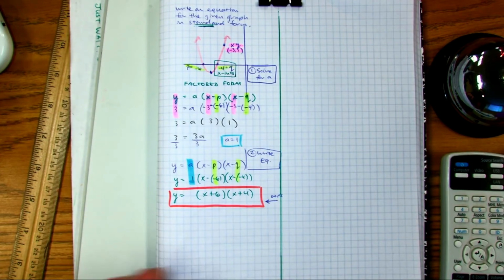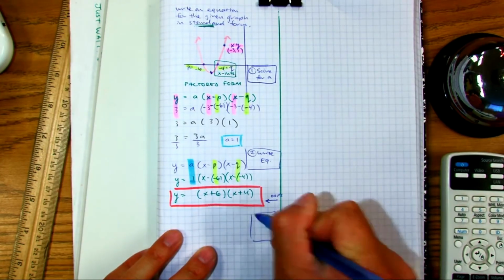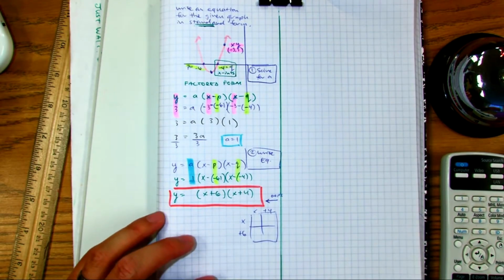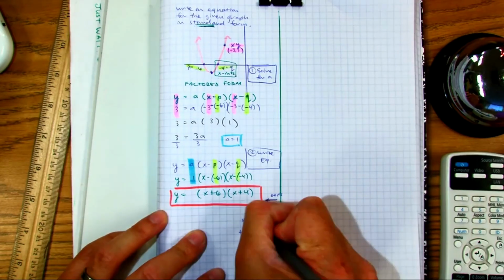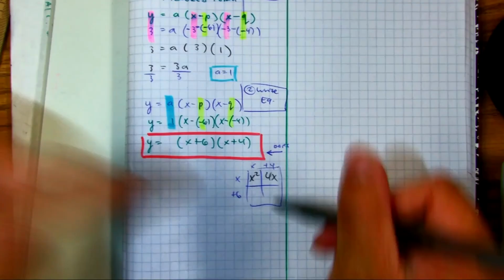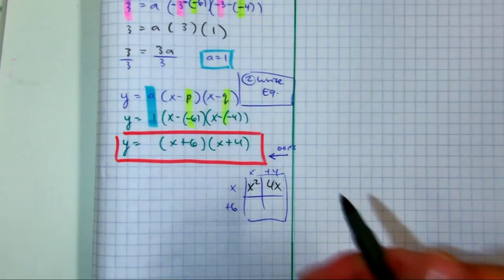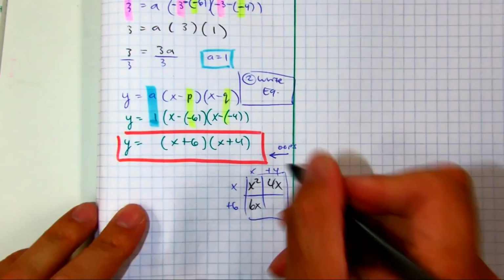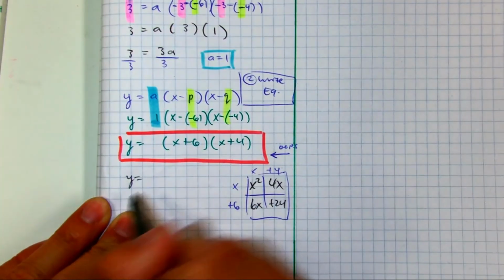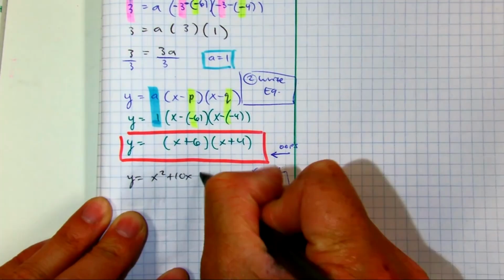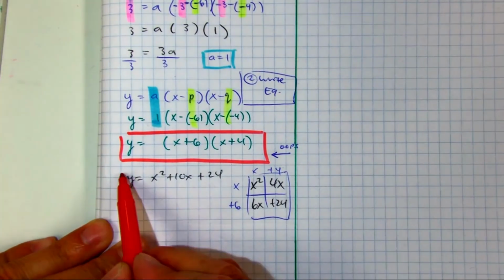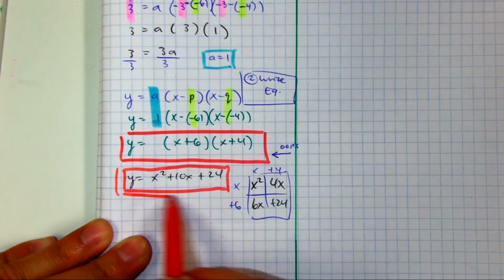So we can just FOIL or do the box. Some of you can do that in your head. X times X. There's a red box. Is that in standard form, class? Why? No parentheses.